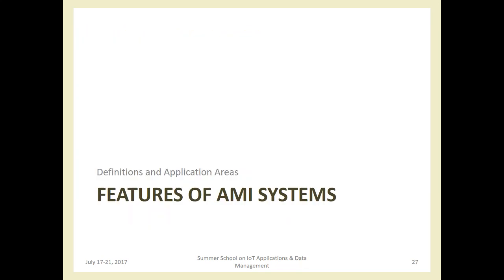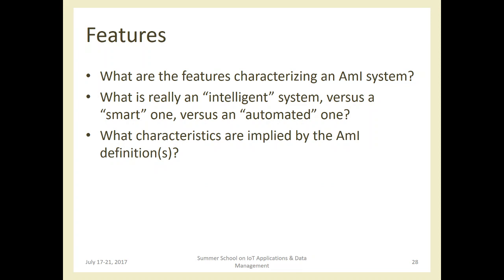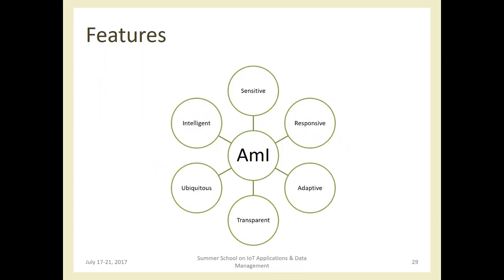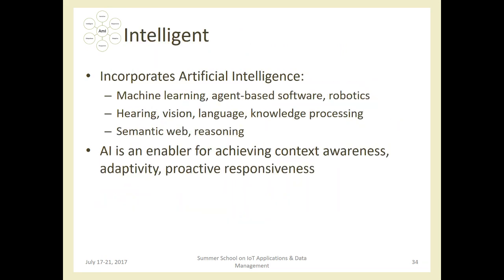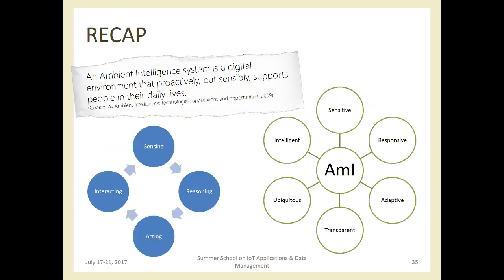Okay, I think we can stop here. What we are missing is just some adjectives about the additional characteristics of an AmI system. By browsing the literature, I found these six main topics. An AmI system should be sensitive, responsive, adaptive, transparent, ubiquitous, and intelligent. More or less, we touched on these in our examples without defining them. But if you want, the definitions are in the slides that follow, so you have them and you can read them.